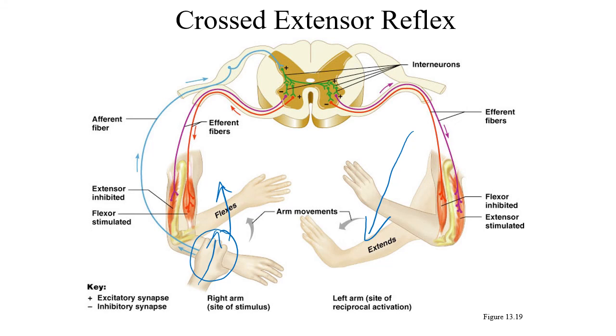Another example of a crossed extensor reflex would be kind of similar to the one in the picture on the last slide, in that we step on something. We step on something that is sharp, say a Lego piece, probably one of the worst things to ever step on. As you step on it, the side that you stepped on is going to move into flexion, but the opposite side of the body has to move into extension so that you don't fall over. One foot's got to go up, the other foot's got to go back down, otherwise you're going to fall over.